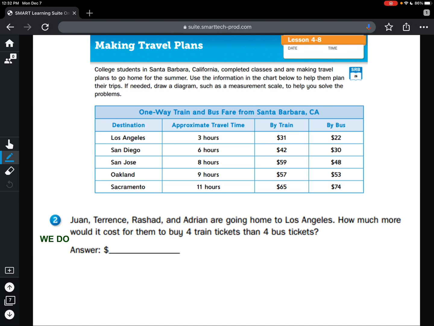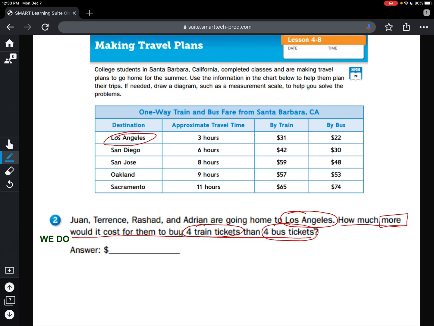Now we're going to do number 2 together. So let's read the problem together. You read it with me. Juan, Terrence, Rashad, and Adrian are going home to Los Angeles. So I'm going to circle Los Angeles on my chart. How much more would it cost for them to buy 4 train tickets than 4 bus tickets? So I'm doing my cubes, I circled my numbers, I underlined my question, I boxed my action word. How much more would it cost them to buy 4 train tickets than 4 bus tickets?